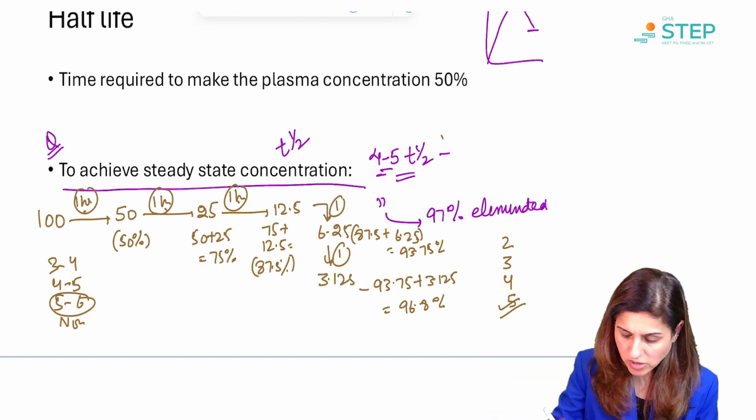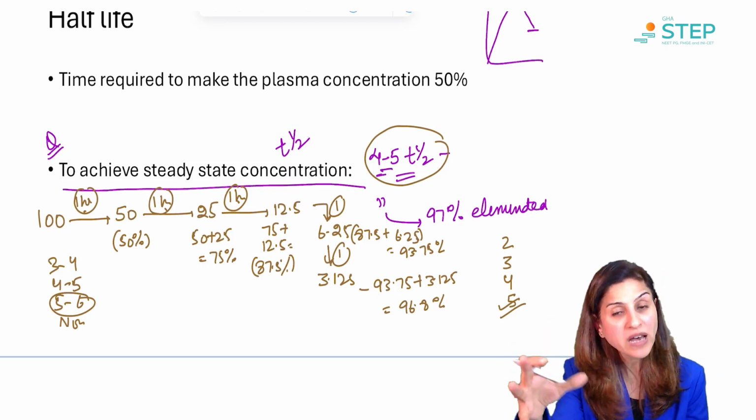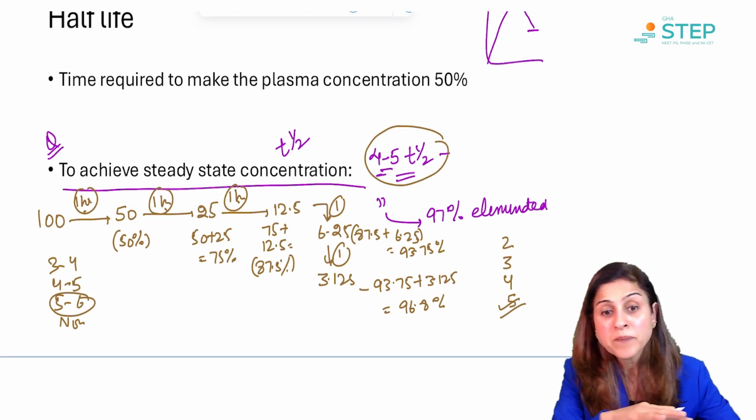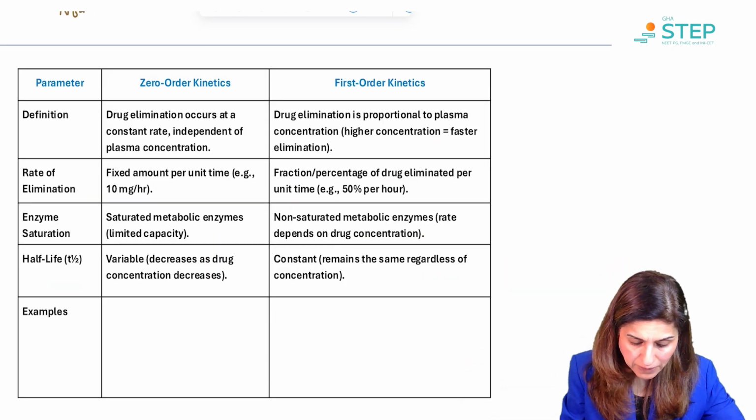So these are the two important points. 4 to 5 half-lives for reaching the steady state, and 4 to 5 half-lives are also required for about 97 to 98% of the drug to be eliminated from the body, right? Then half-life comes into the picture here also.